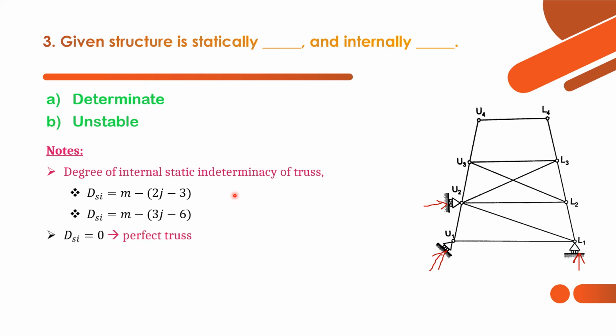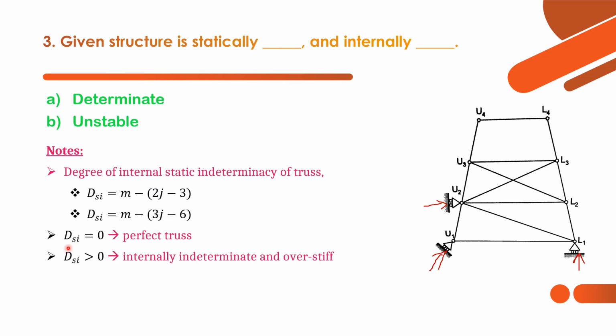And when it comes to stability criteria, this structure is internally unstable, because you can see in this frame there is no diagonal member. So that's why it is internally unstable. But here you can see there is one extra diagonal member. So that means it is over stiff. This member is over stiff, and this member is unstable. So that's why as a whole this structure is unstable.